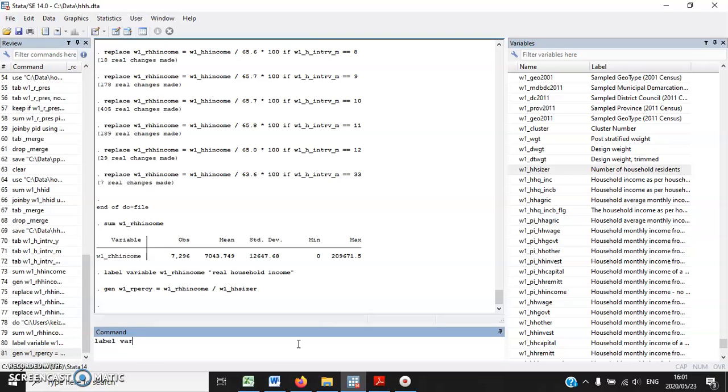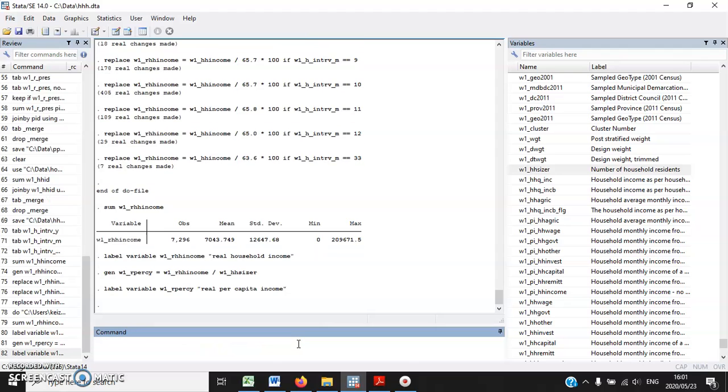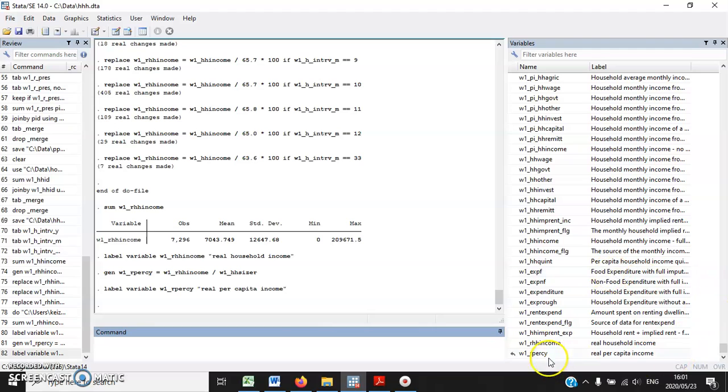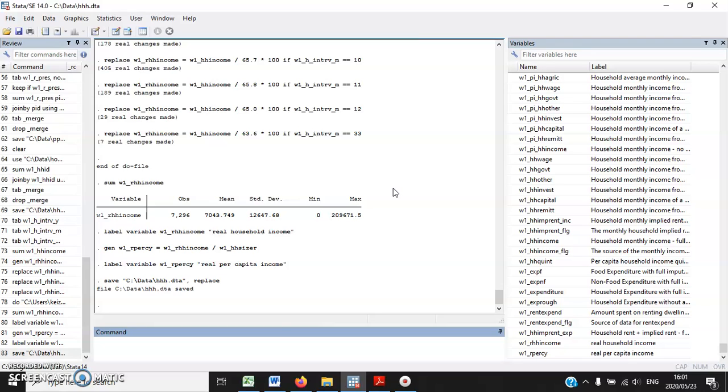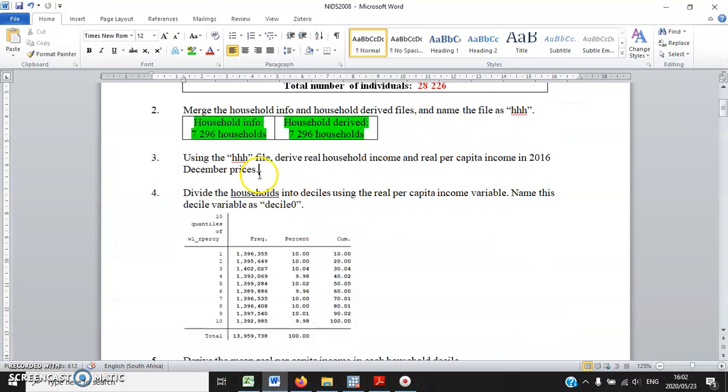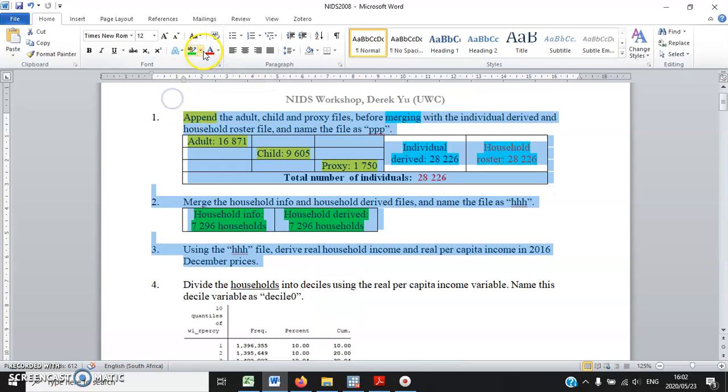Okay, and we can give a nice label. I'm testing your own knowledge actually. Real per capita income. Okay. Since we created 2 new variables, we need to save the HHH file. Okay. So let me stop for 10 seconds before we move on to the next question. Okay, we are done with question 3.